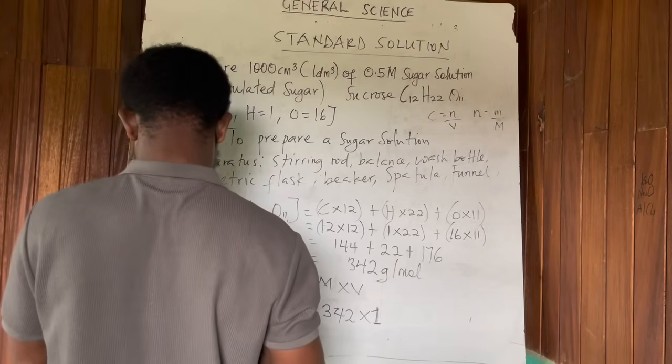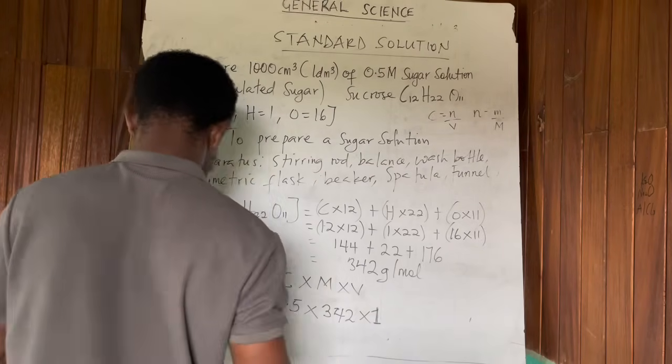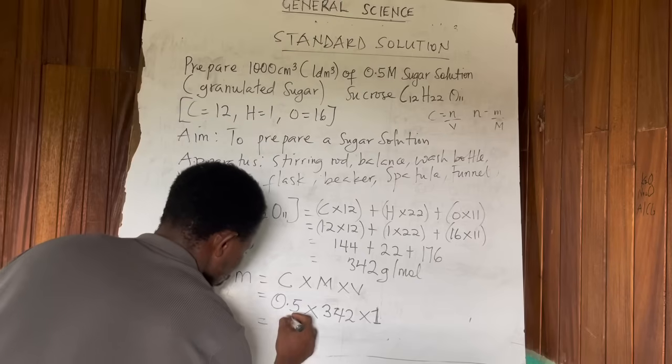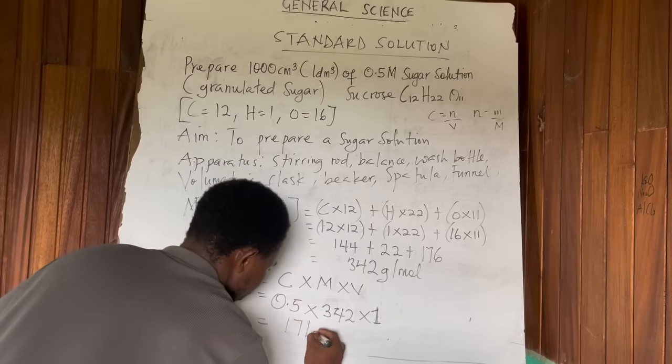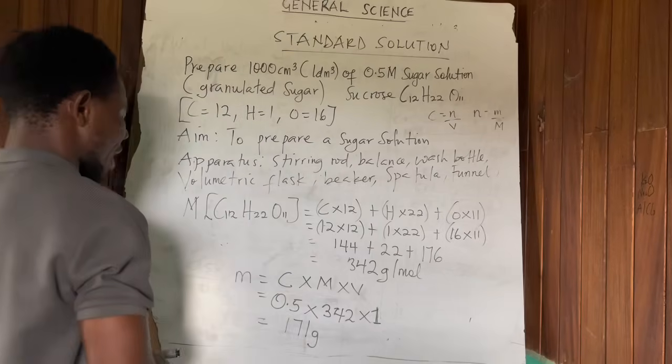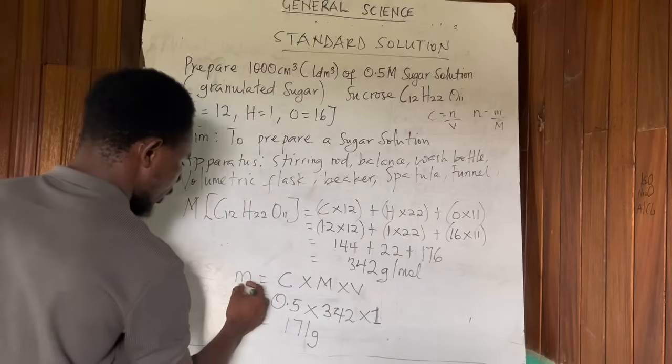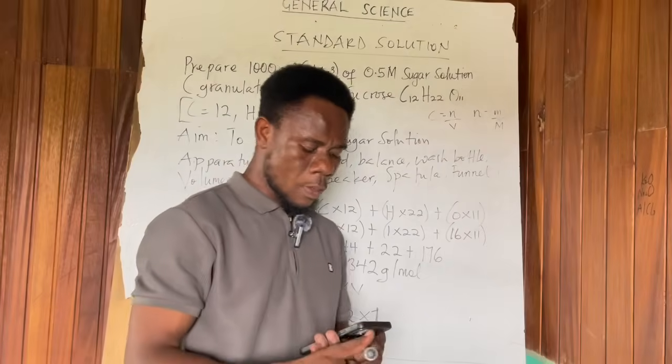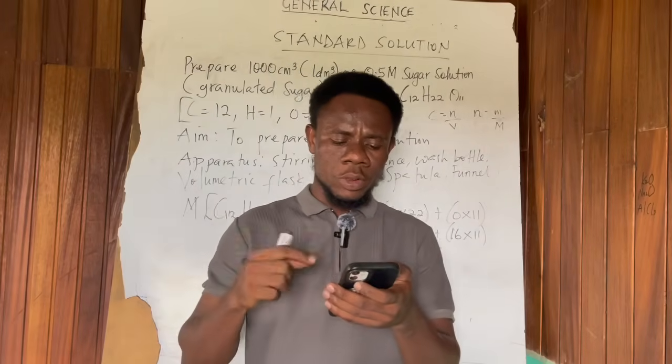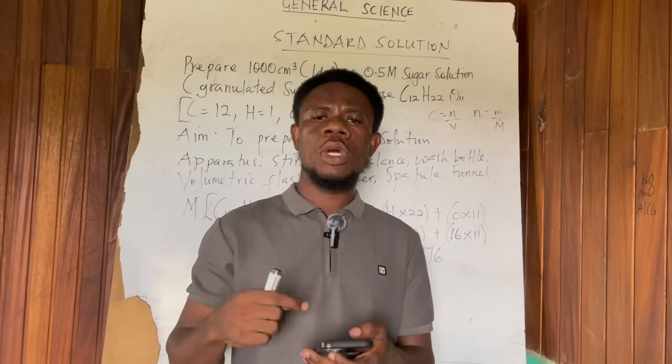Let me punch my calculator. I'm going to get my mass as 171 grams. So how are the steps going to be? How am I going to write my steps?